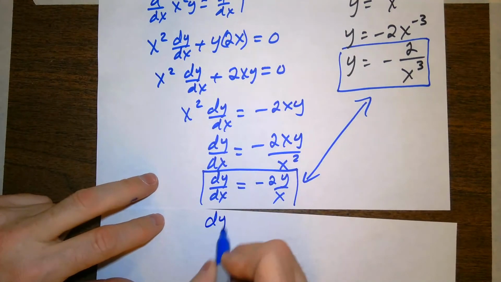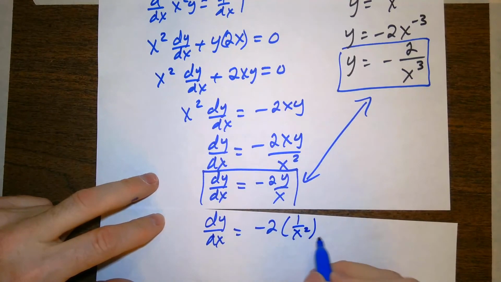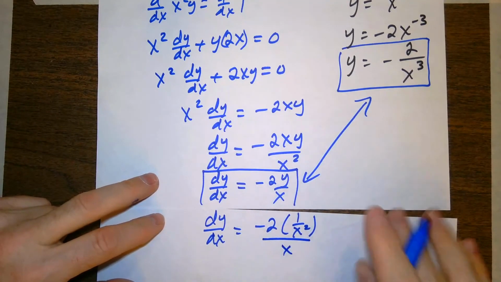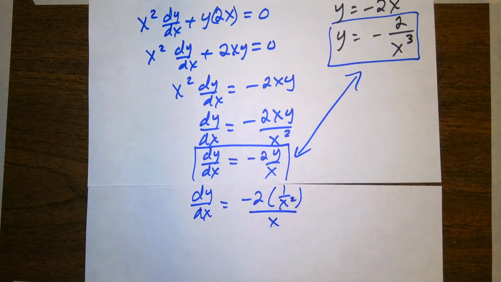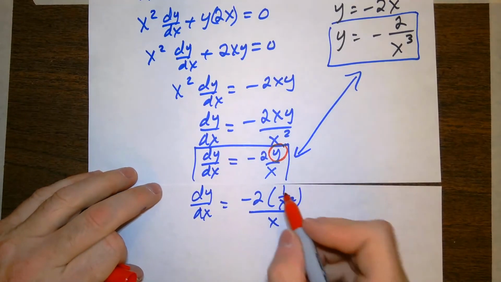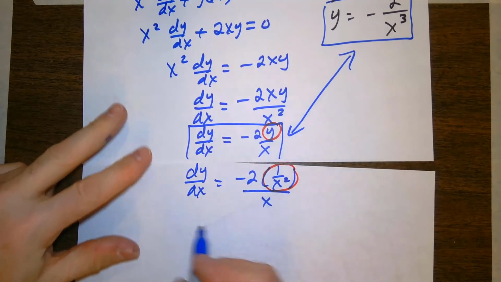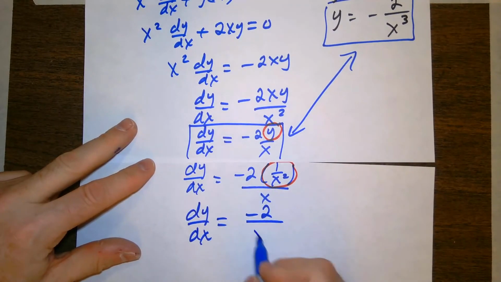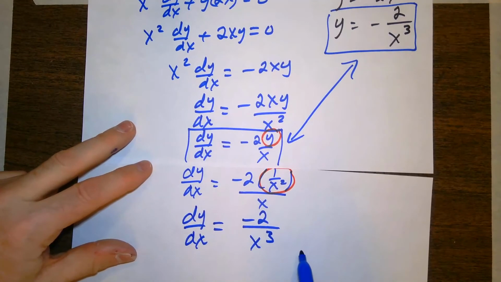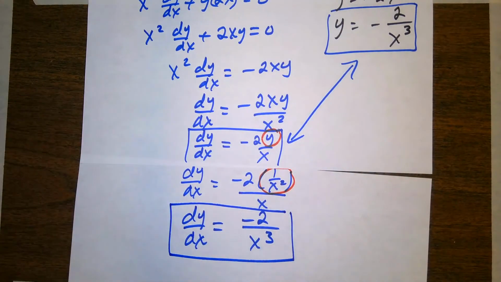So dy/dx equals negative 2 times 1 over x squared, over x. I'm substituting in now. Where I had this y term, I'm substituting in 1 over x squared. And then if I simplify this, I get dy/dx equals negative 2 over x cubed. And now we can see that really, indeed, they are exactly the same.